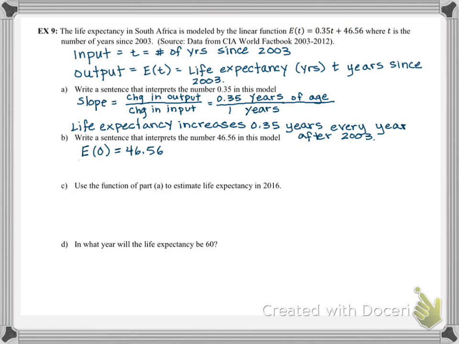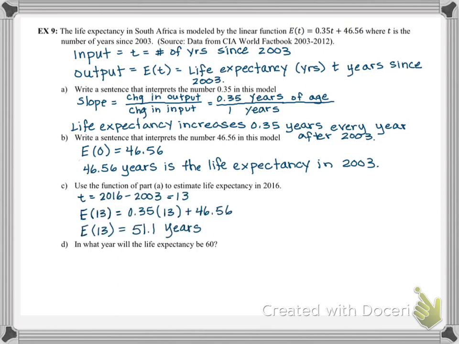So 46.56 years is the life expectancy in 2003. Okay, you guys try C and D.